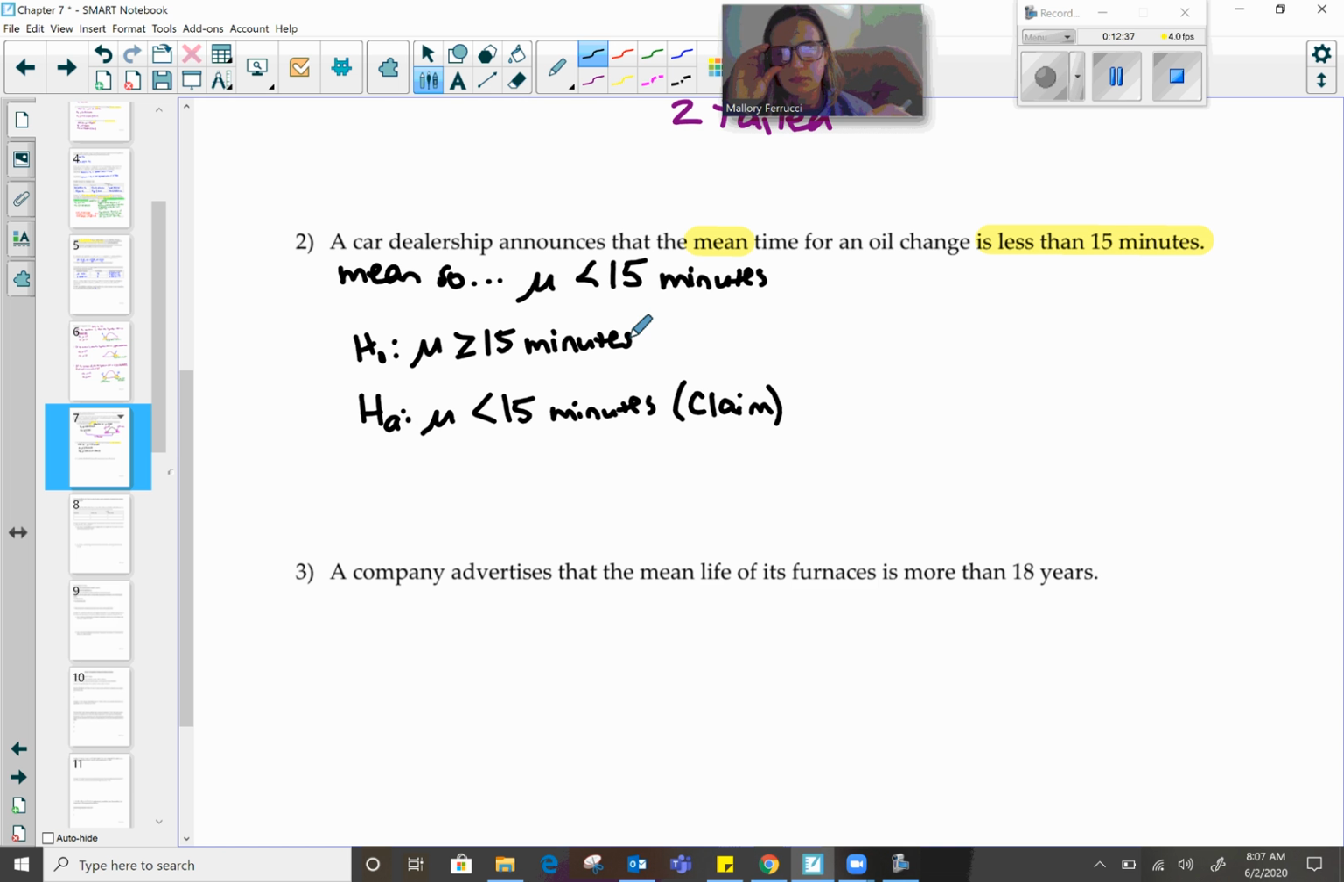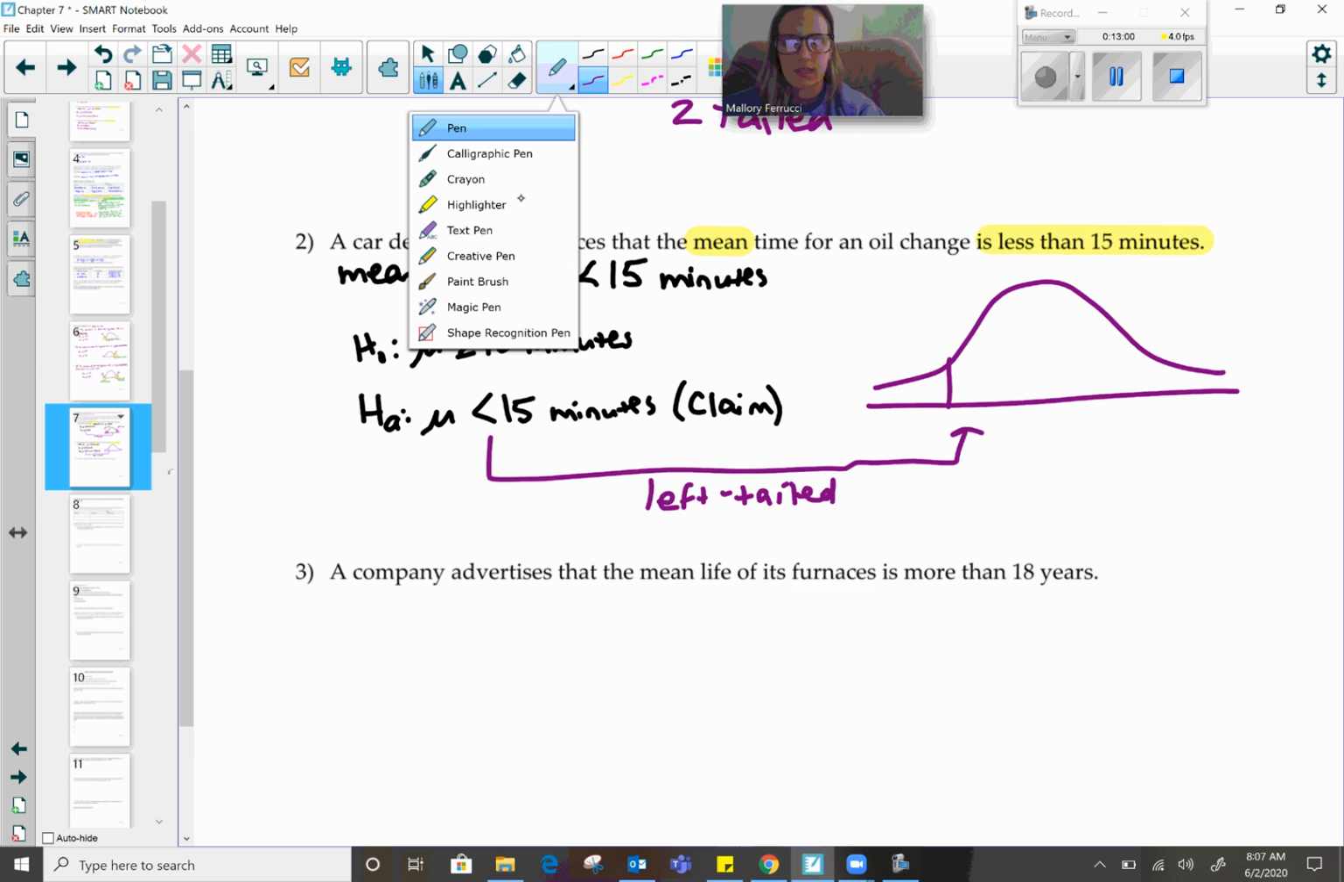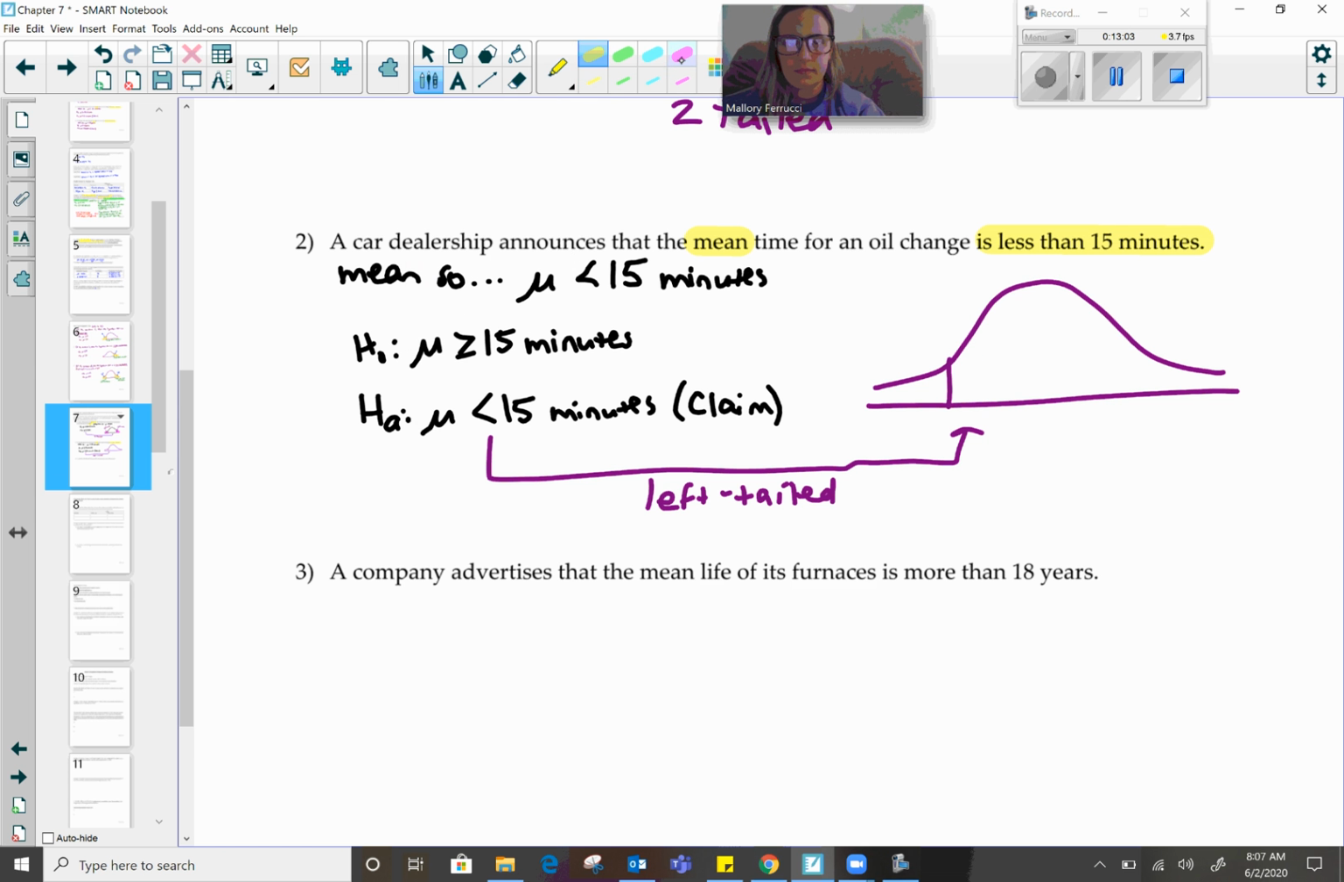opposite of it. Okay, now we're always talking about the alternative, even if it's not the claim, in order to determine whether it's left-tailed, right-tailed, or two-tailed. Now, since it's saying less than, that would be left-tailed. Okay, so you're going to have some standardized test statistic. Here's the area. And that is going to be the p-value. Okay, cool.